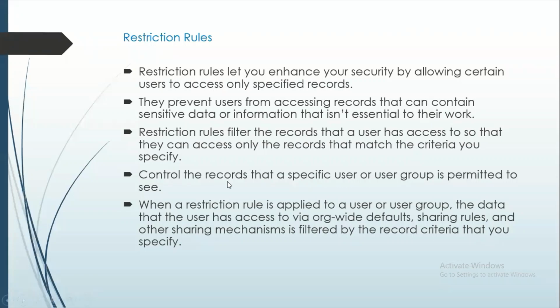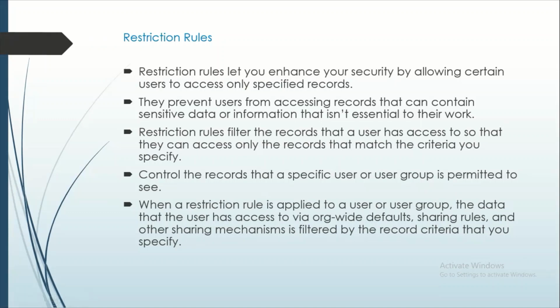Okay, I will read out the sentences. They prevent users from accessing records that can contain sensitive data or information that isn't essential to their work. Nothing but whichever data is unnecessary to the user or user groups, they will restrict using restriction rules, so they can only see the data which is necessary for their work. This is the main thing. So restriction rules filter the records that a user has access to, so that they can access only the records that match the criteria we specify at the level of restriction rule definition. So in short, you control the records that a specific user or user group is permitted to see.